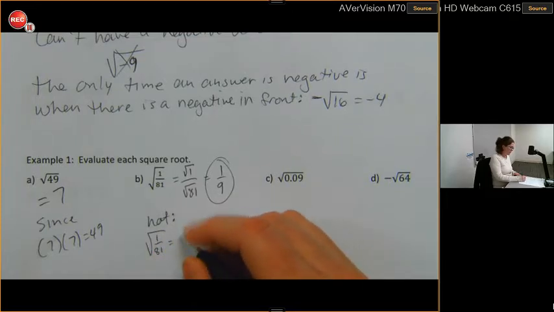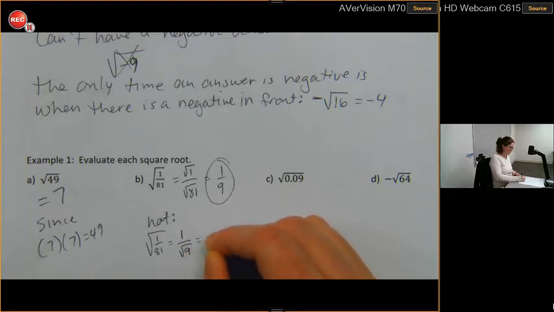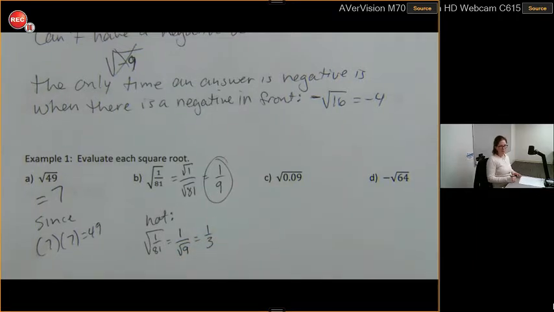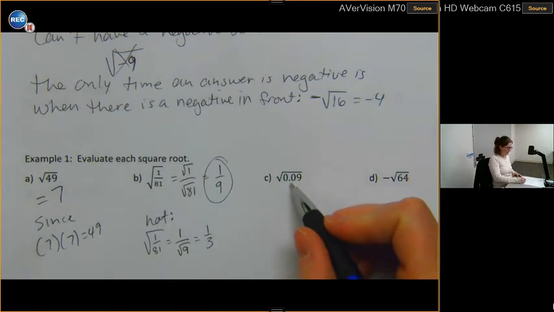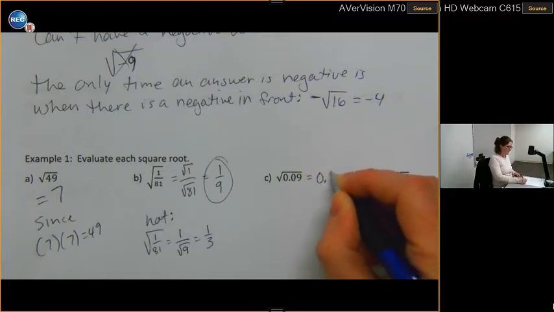Some students think that 1 over 9 is then going to end up being 1/3. But that's not the case. Once you solve the square root, it's not there anymore. And then the square root of 0.09, the answer to that is 0.3.